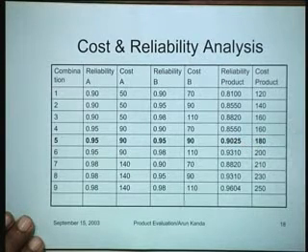So this kind of analysis is very easily possible when one is thinking in terms of modular design. So you can work out the reliability and cost implications of individual designs and try to determine the best design in that particular context.